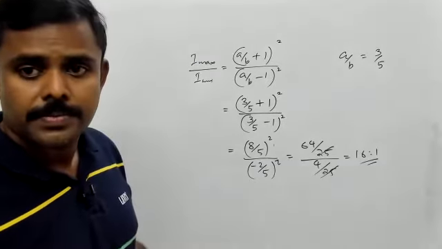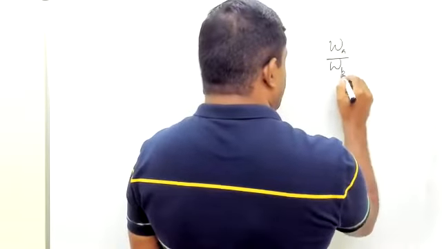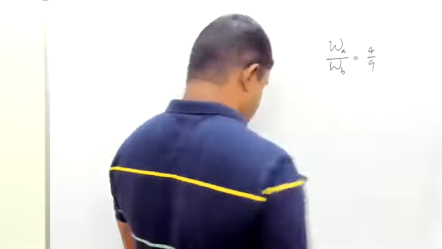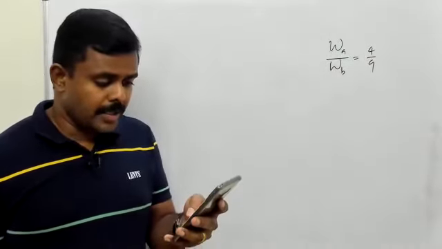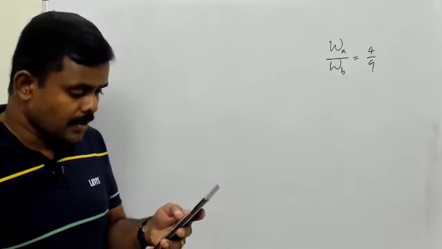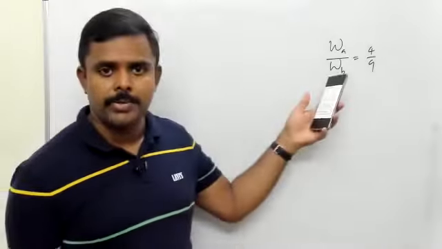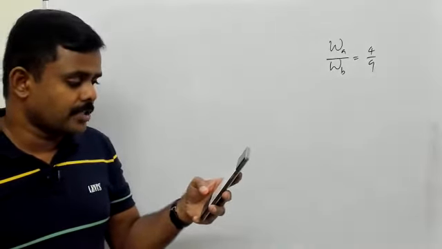Understood this? Question number 3. In Young's double slit experiment, if the widths of the slits are in the ratio 4:9, width ratio WA by WB is 4/9. Read it again. The question asks for the ratio of intensity at maxima to minima.